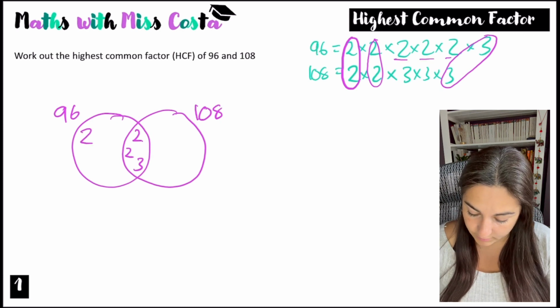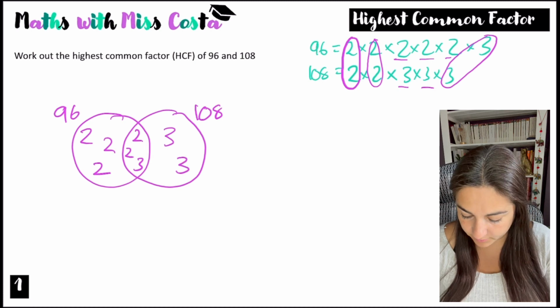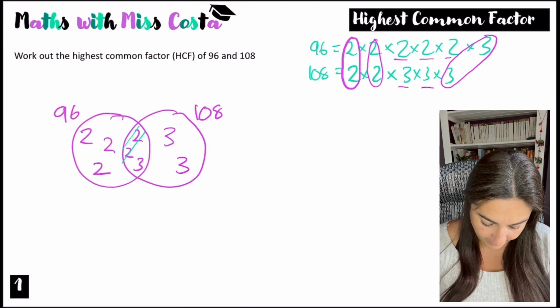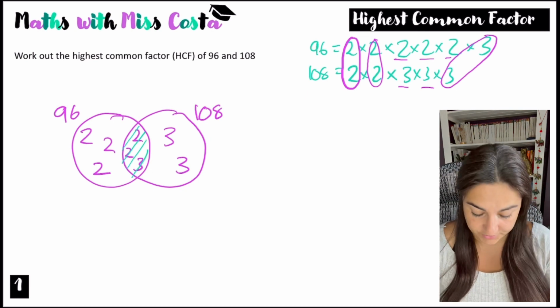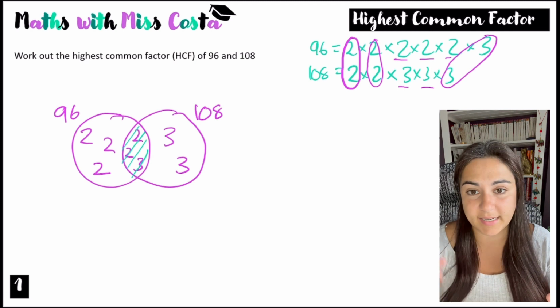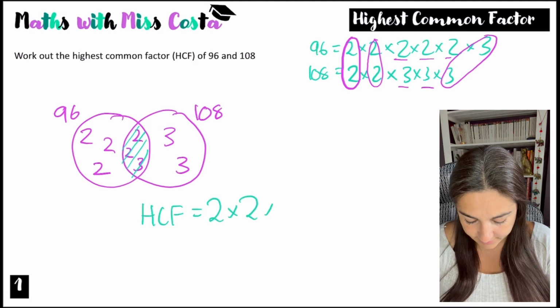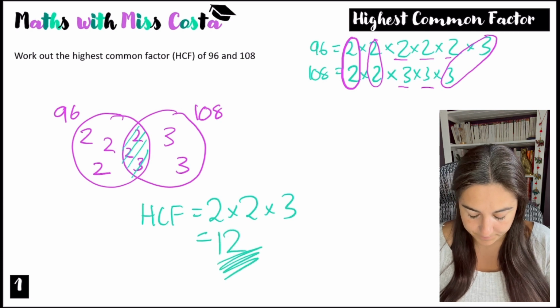Then what's left over? You've got 2, 2, 2. So 2 times 2 times 2 over here. And for 108, you've got 3 times 3. Now, to work out the highest common factor, all you need to do is multiply the numbers in the intersection. So the numbers that are both factors of 96 and 108. So the highest common factor is going to be 2 times 2 times 3, which is 12.